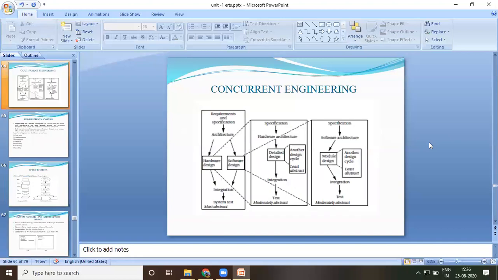The next one is the concurrent engineering model. When we go for hardware design, we have the specifications, hardware architectural design, detailed design, integration, and test. The software design means the specifications, software architecture, modules, integration, and test. So this is the concurrent model, where we go for hardware and software designs together.